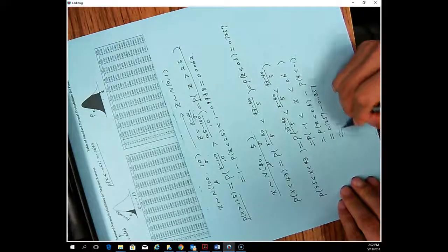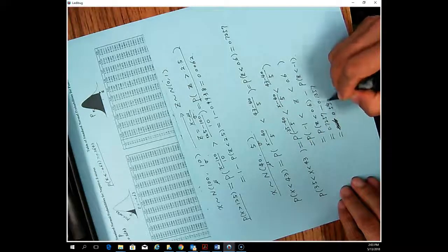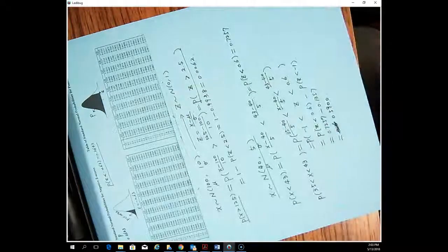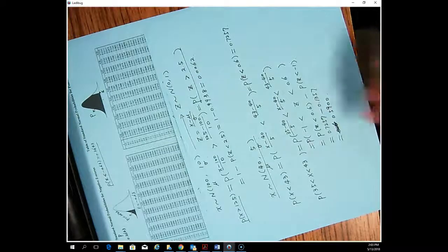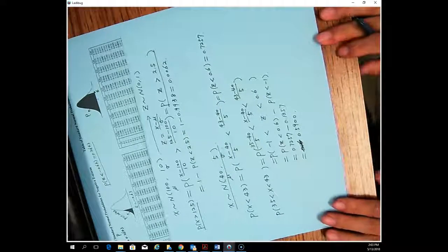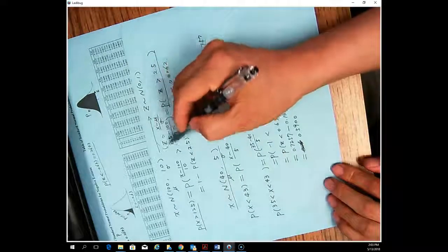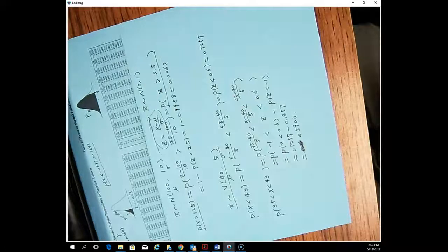Okay, and if we do the math, it will be 0.5900. So that's the probability. So you can use a calculator to calculate it. Okay. So then with the z-table and the standardization formula, we can find the probability of any normal events.